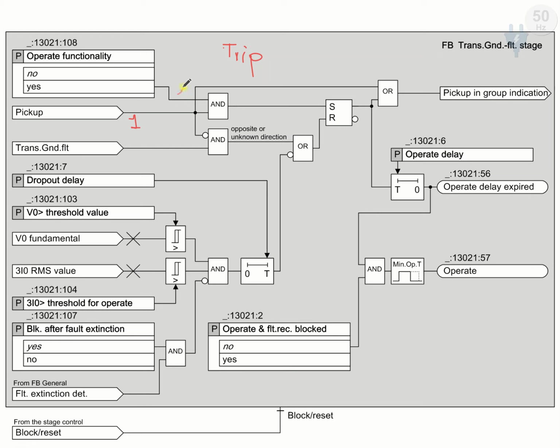We turn this operating functionality to yes, so this signal is also 1. Then the output of the AND gate is also 1. This 1 is supplied to this SR latch. The S portion is latched, so the output is 1.